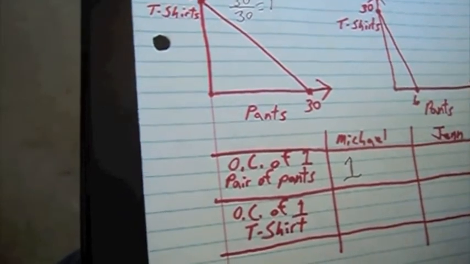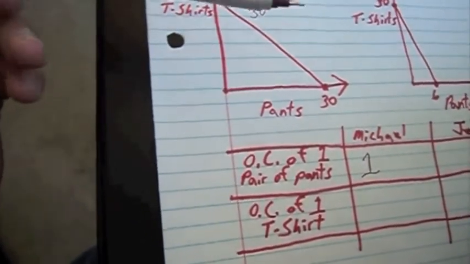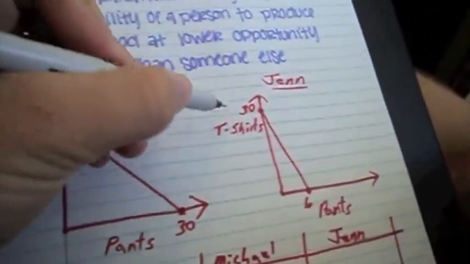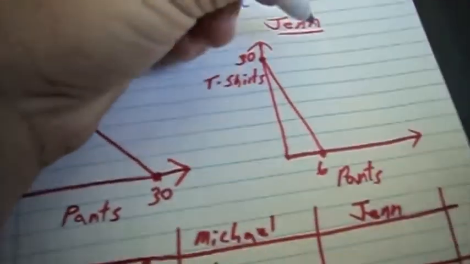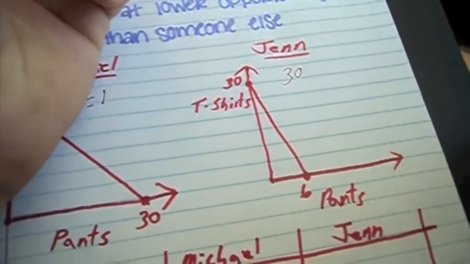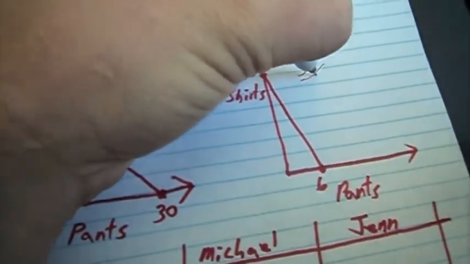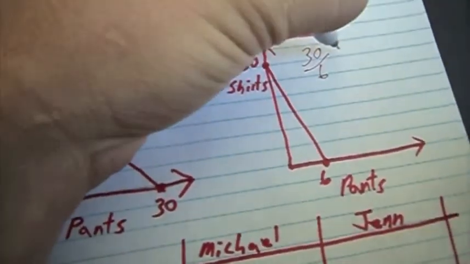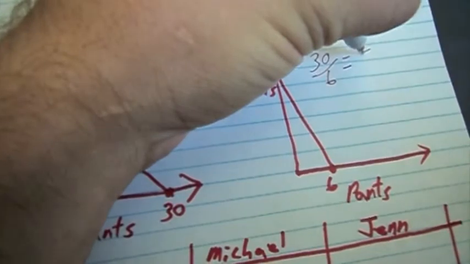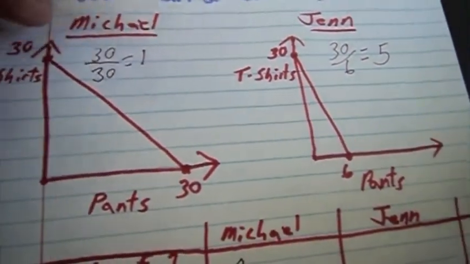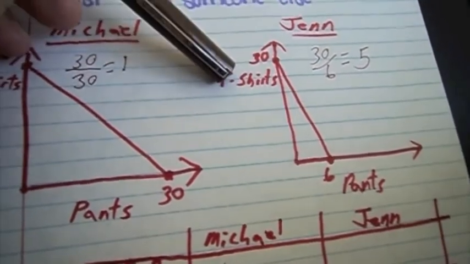We do the same thing to find out Jen's opportunity cost per pair of pants. So we take the amount of t-shirts she could make, 30, and we divide that by the amount of pairs of pants she could make, which is 6, which ends up being 5. So each pair of pants that Jen makes, she gives up 5 t-shirts.